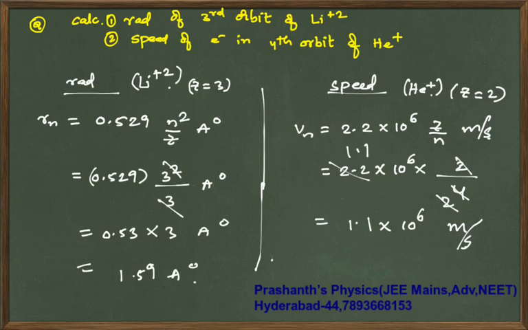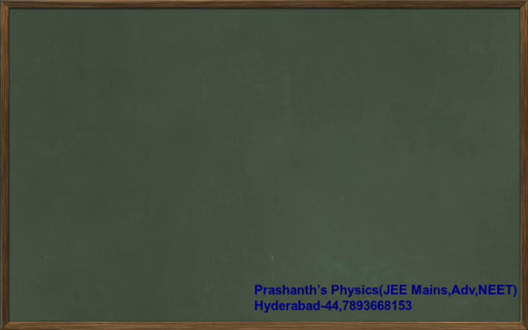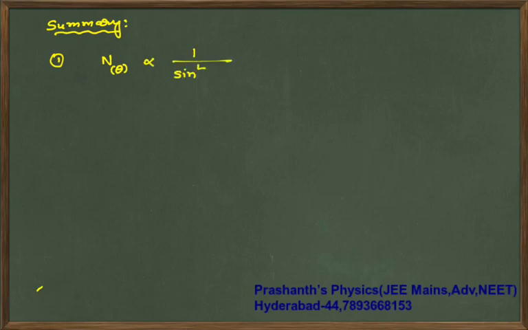Okay, now before I continue further, a standard set of model questions will come. But I need to explain that in detail. So before that I'll write the summary, and in the next lecture I'll continue from where I have left off. So what is the summary is, we have seen that, your Rutherford's scattering experiment, N of theta is inversely proportional to 1 by sine power 4 theta by 2.